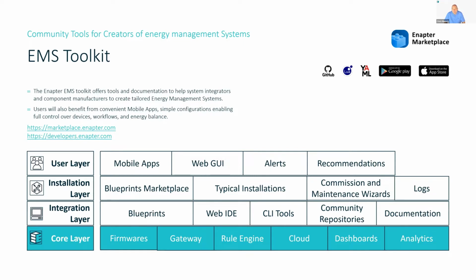You see the teal layer on the bottom. This is what Enapter provides: all the firmwares, the gateways, rules engine, the cloud, dashboards, and analytics. These are all core components that come from Enapter. And then you have an integration layer where you can basically add new blueprints. You can connect to other devices. You can look at the web IDE. You have command line tools to manipulate devices. You have community repositories where third parties can add their blueprints and their integrations, and then of course, lots of documentation. The handbook is one of those.